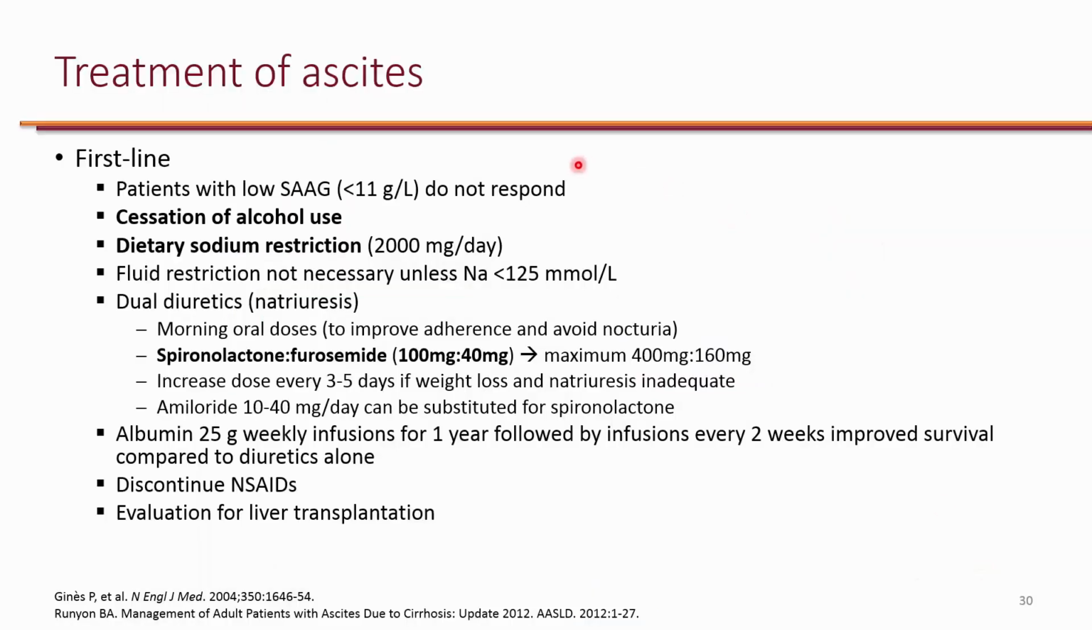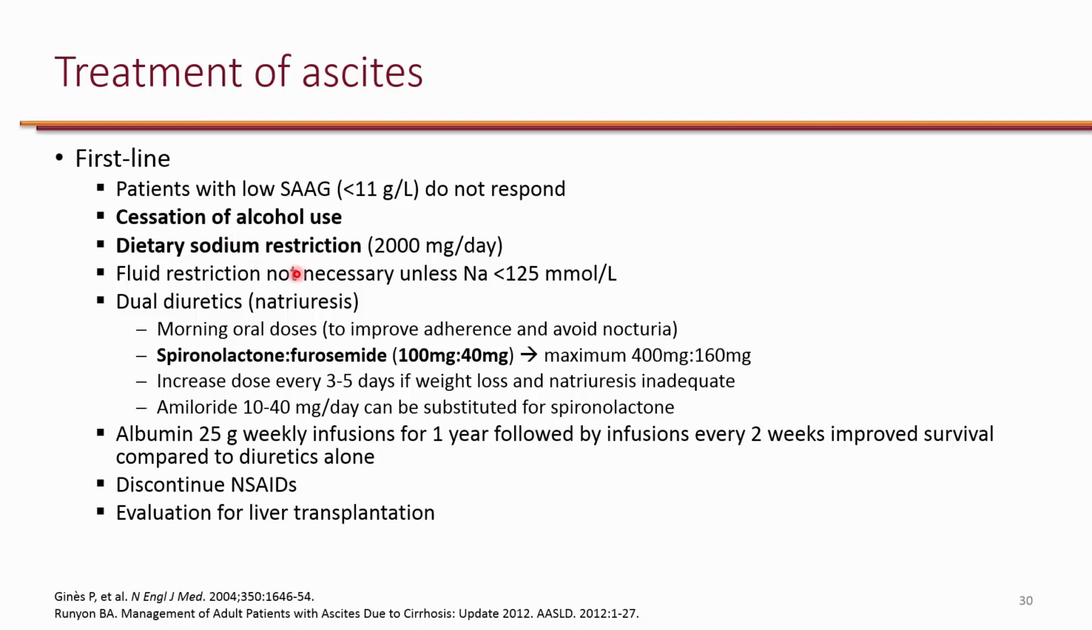So what should we do for patients with ascites? So first line treatment, of course you need to know that SAAG to begin with, because if the SAAG is low, like less than 11 grams per liter, patients typically don't respond to these first-line therapies. But for those who have SAAG greater than or equal to 11, one of the most important things is cessation of alcohol use. Assuming they have alcoholic cirrhosis.